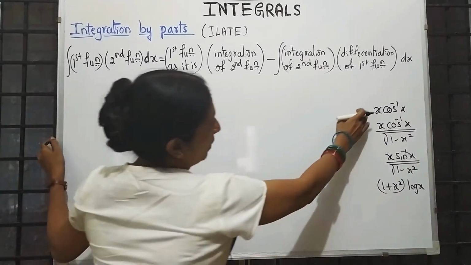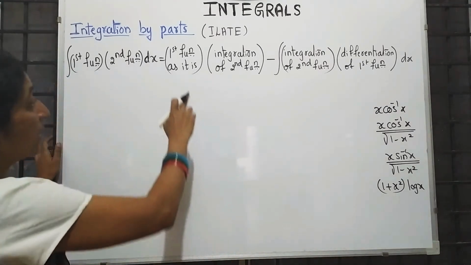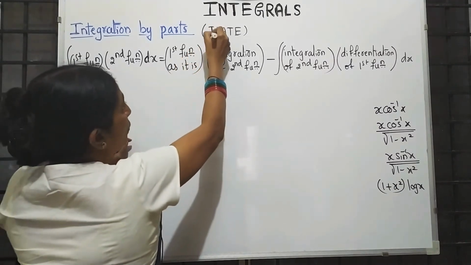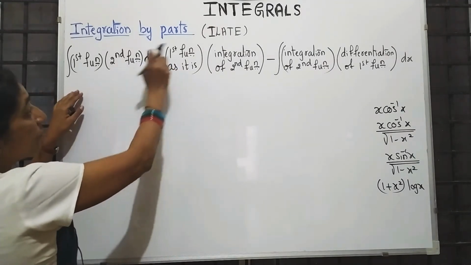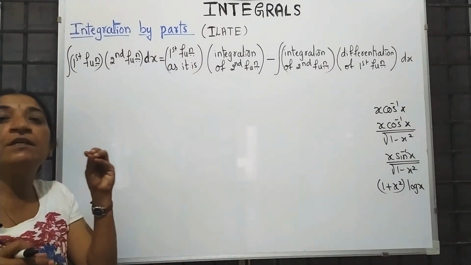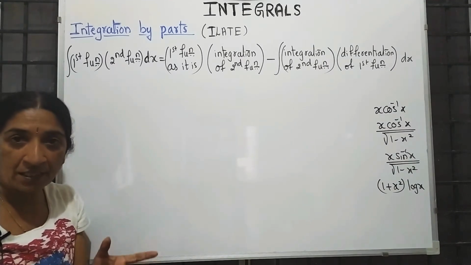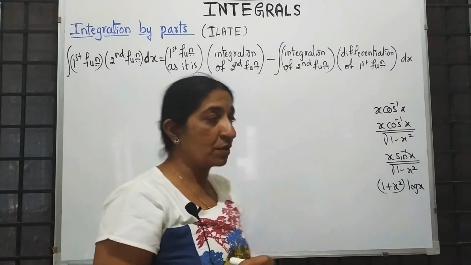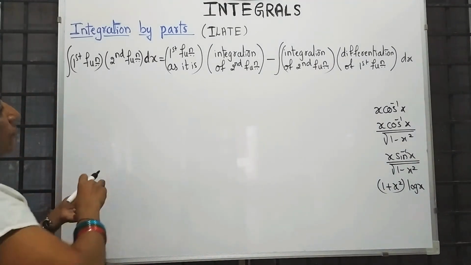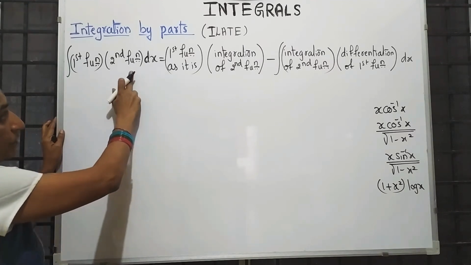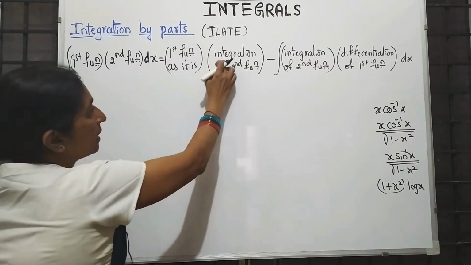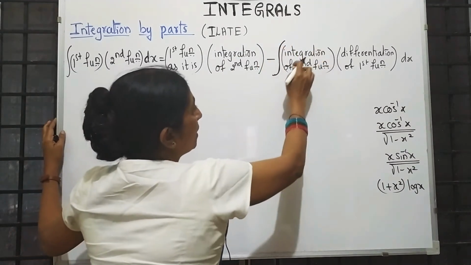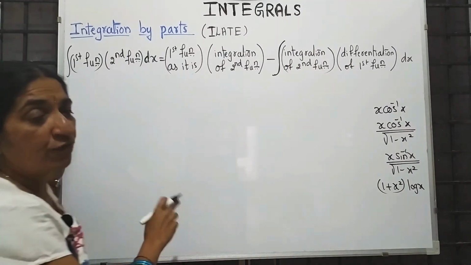Here I wrote that homework question, and you are already familiar with integration by parts. I gave the simplest formula, and I told you how to use ILATE. Whichever function gives you 0 after certain differentiation, take that as the first function. So first function into second function, keep the first function as it is, integration of second function, minus the integration sign, integration of second function into differentiation of first function.